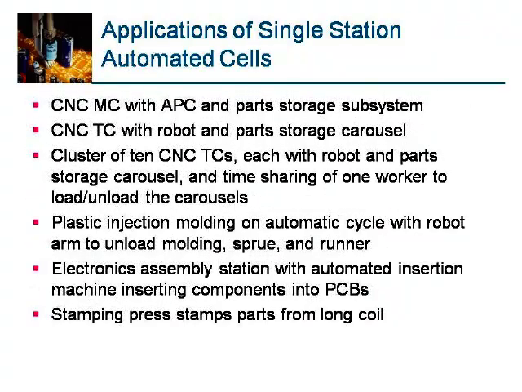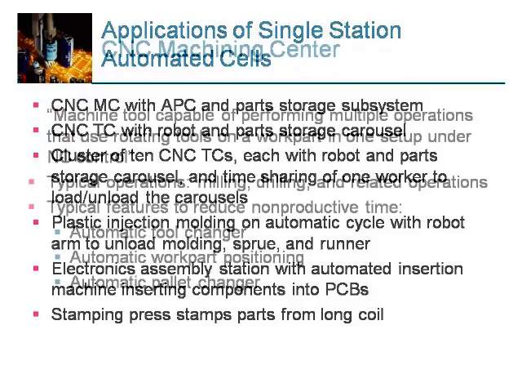Applications of single station automated cells: CNC machine with APC and part storage subsystem; CNC turning center with robot and part storage carousel; cluster of 10 CNC turning centers with robot and part storage carousel and time sharing of one worker to load and unload the carousels; plastic injection molding on automated cycle, etc.